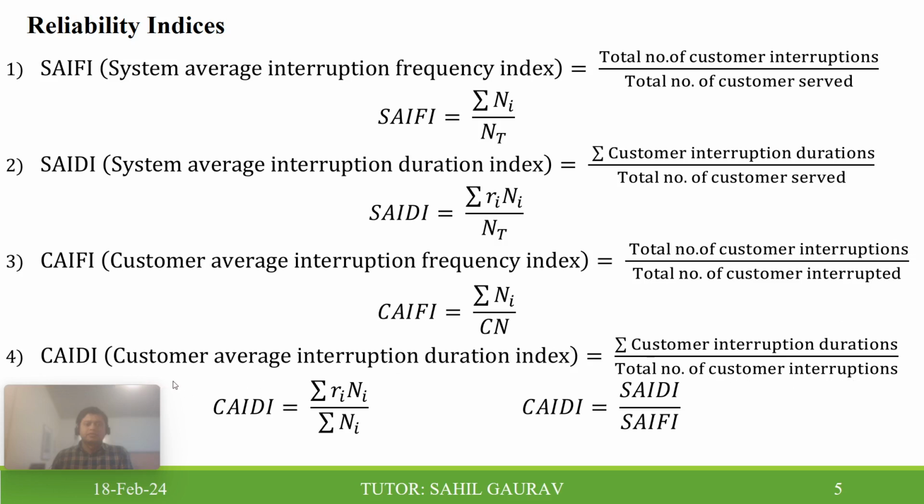And CAIDI means Customer Average Interruption Duration Index, that is the ratio of customer interruption duration to the total number of customer interruptions. And if you see, CAIDI is the ratio of SAIDI and SAIFI. So both denominators get cut, and the numerator of SAIDI becomes the numerator of CAIDI, and the numerator of SAIFI becomes the denominator of CAIDI.